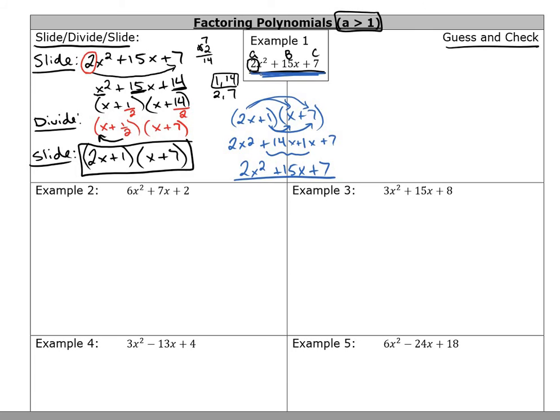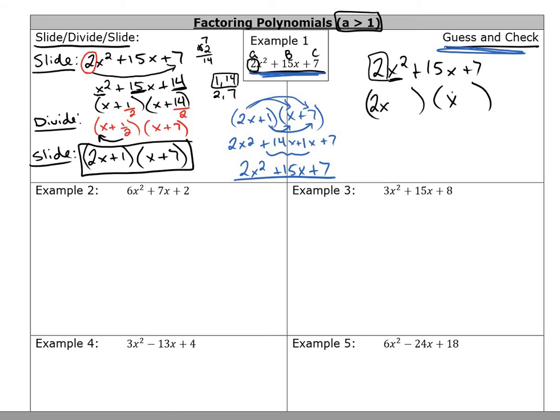Now for the guess and check method. In this method, we need to first write the problem. 2x squared plus 15x plus 7. We move straight into our binomials and we try to guess and check. It does have an x squared, so we're inclined to think there's going to be an x and an x there, but it also has a coefficient of 2, so one of these we think needs to have a 2.